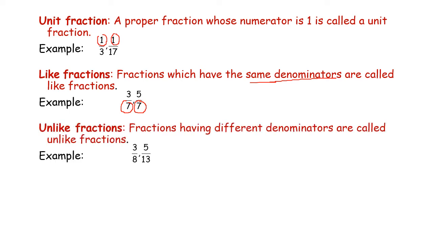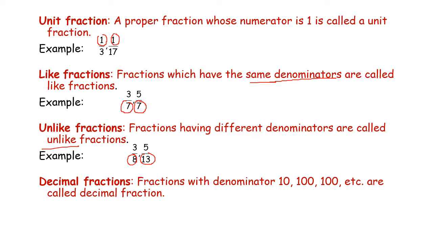Unlike fractions, on the other hand, have different denominators. See, here for 3/8 the denominator is 8, and for 5/13 the denominator is 13. Therefore, their denominators are different, so they are unlike fractions. For doing any operation of addition and subtraction, you have to convert unlike fractions into like fractions.